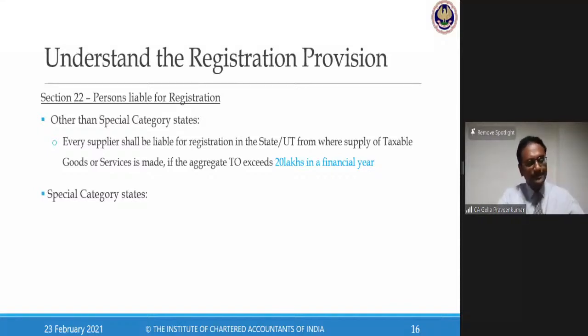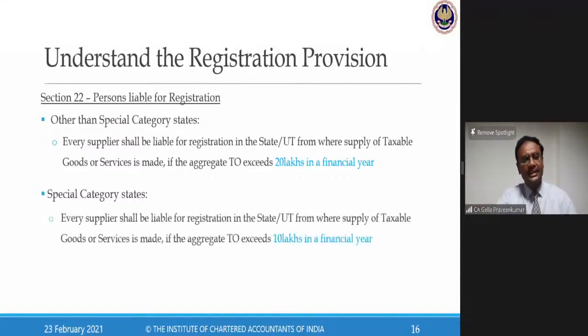So what is the importance for special category states? For that special category, they say, if your aggregate turnover is 10 lakhs. Those 4 states, what are those 4 states? Mizoram, Manipur, Tripura, Nagaland. These four states, if you are having an aggregate turnover of 10 lakhs and above, then I have to register. Other than those 4 states, my aggregate turnover exceeding 20 lakhs, I have to register.